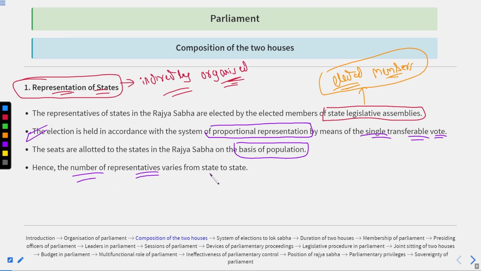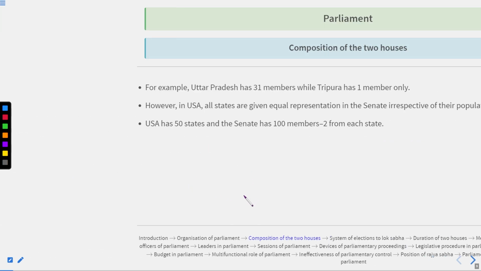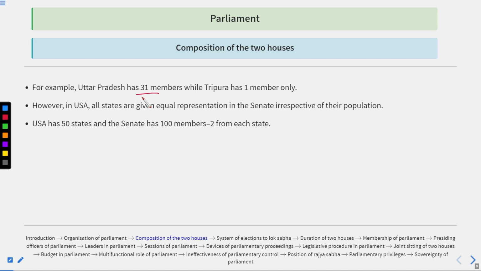Hence, the number of representatives varies from state to state, because population is the basis while deciding the seats. For example, Uttar Pradesh has 31 members while Tripura has only one member, because the population of Uttar Pradesh is much higher in comparison with Tripura. However, in the USA, all states are given equal representation in the Senate irrespective of their population.